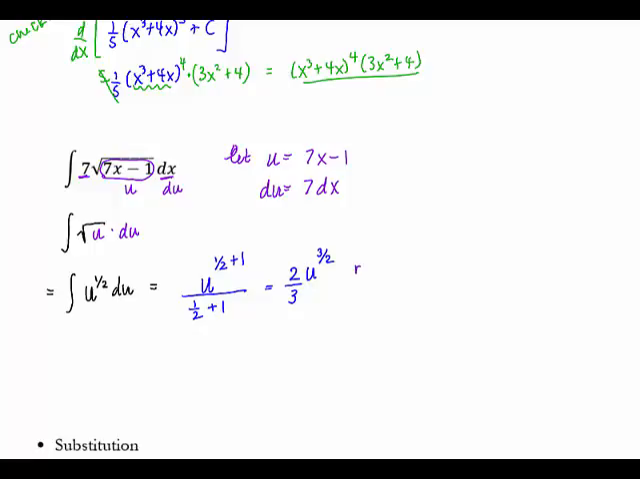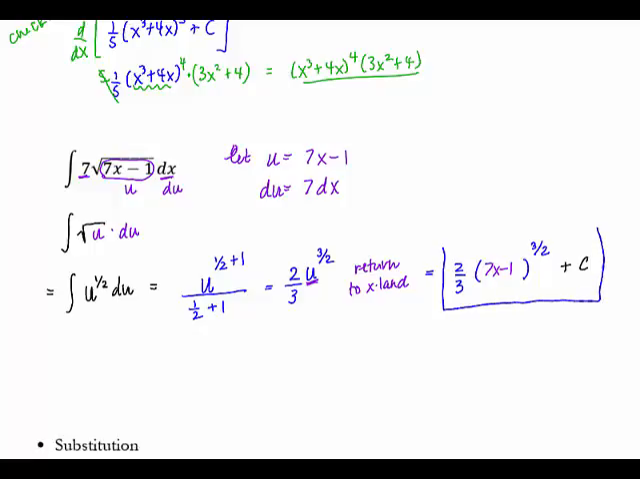Then you say, oh geez, we need to return to x land. We turned into u land, we got out of the integral, we did most of the work, but we have to return, go back. Our problem was in x, we need to give it back in x. So this is 2/3 times the stuff with x to the 3/2, and the stuff with x was 7x minus 1, and of course we add c because this is the general antiderivative of the function. So there we found, with u substitution, the indefinite integral.